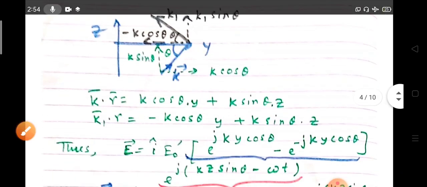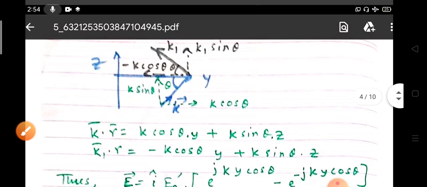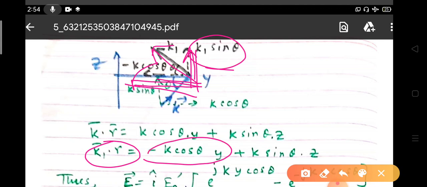Now similarly we consider the k1 case. What will be k1 dot r? We also split k1, which is going in this direction, into components along the y direction and the z direction. Along the y direction we get minus k cos theta, along the z direction we get plus k sin theta. So k1 dot r will be minus k cos theta into y plus k sin theta into z.